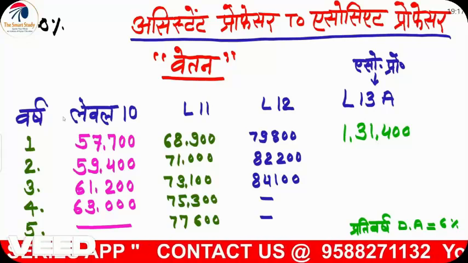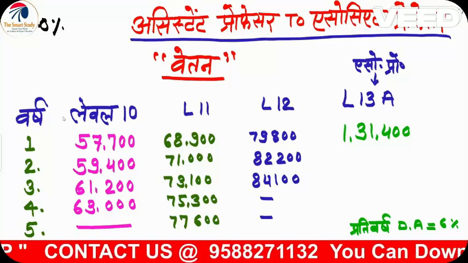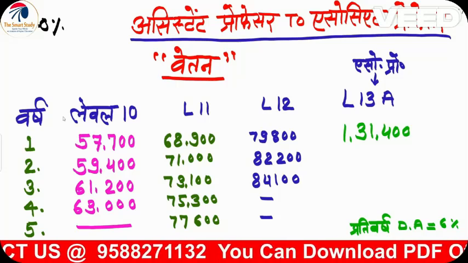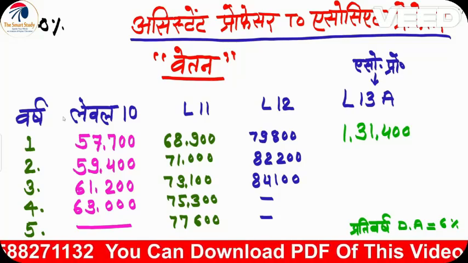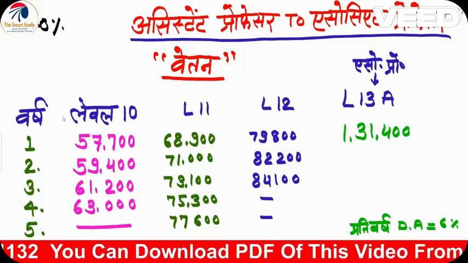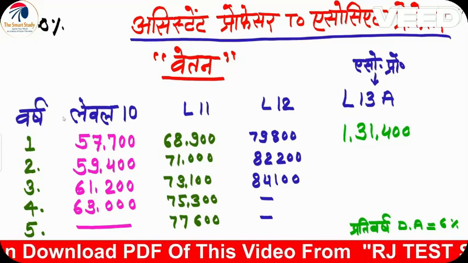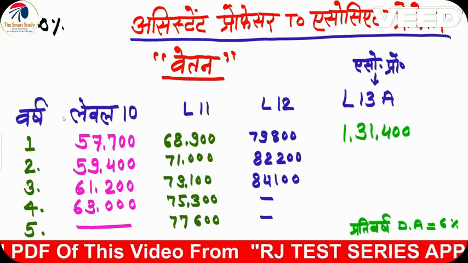There is a difference of approximately 48,000 rupees in the basic salary. Friends, some of my friends inquired about salary, that is, when a person is appointed as an assistant professor, what their salary is, and when they are promoted to associate professor, how does their salary differ significantly? So today in this video, we are going to discuss exactly that.